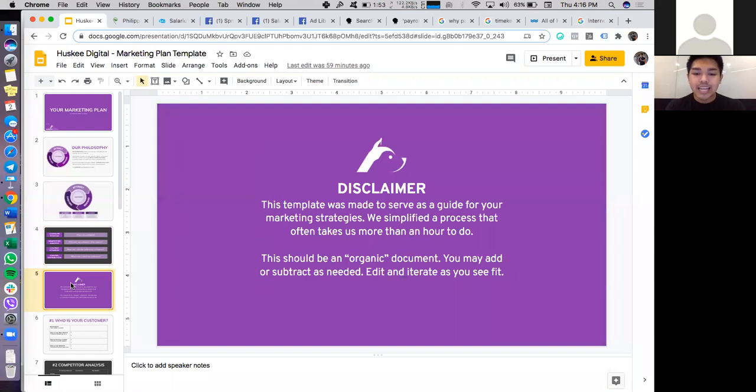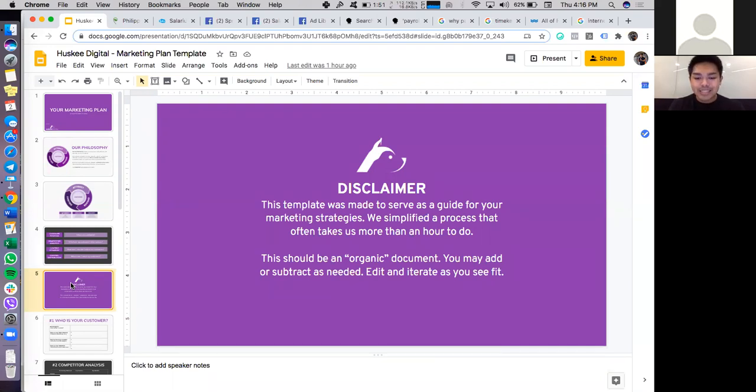All right, so just a disclaimer. This template was really made to serve as a guide for your marketing strategies. Okay. We really just simplified this process, and it usually takes us more than an hour to do. So we looked at all of our strategy sessions, and we tried to condense it into 10 easy slides for you, 10 or less slides for you. But in reality, my team really does take more time than the 1 hour that we're going to be going over it. So it's just a guide, and this is in no way a reflection of how we actually do our work. We really do take a little bit more than an hour to finish this.